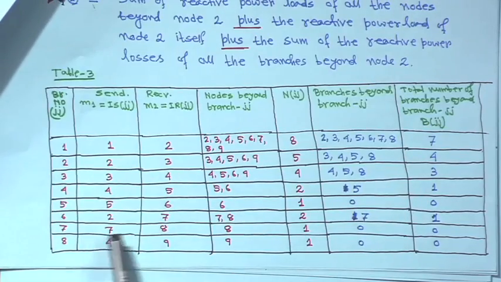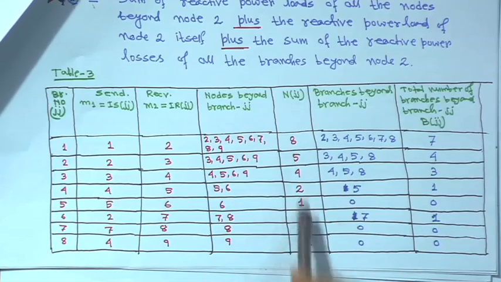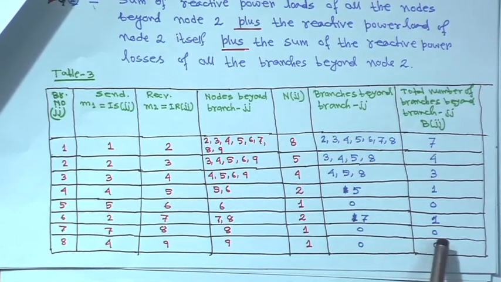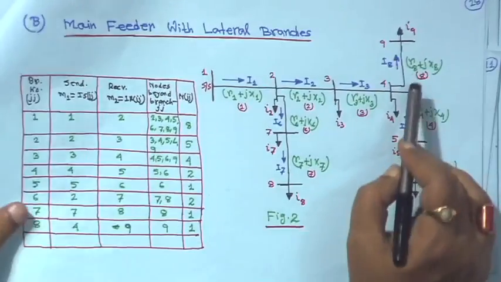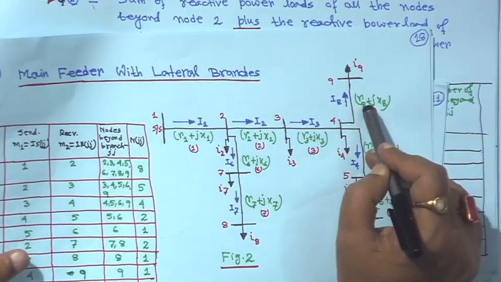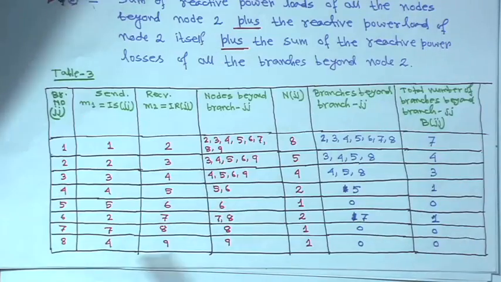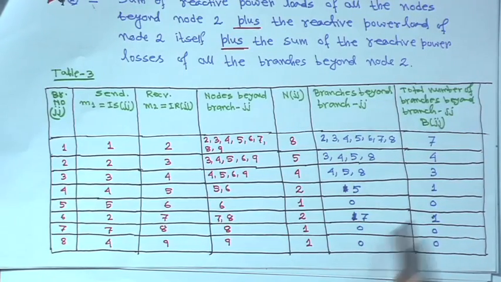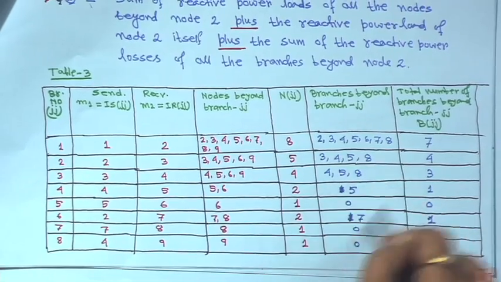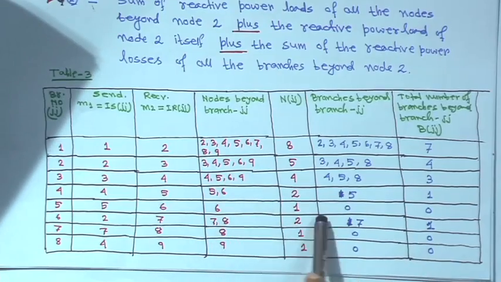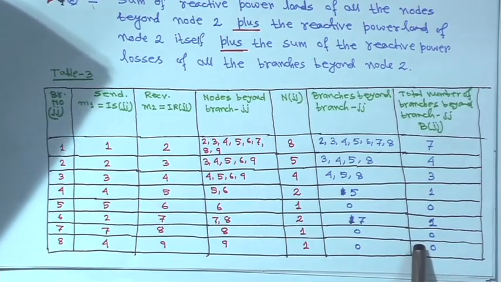So, branch 7 is 7 to 8, and up to this it was there previously, but as beyond this branch there is no branch, BJJ will be 0. Similarly, for the last one, branch 8, beyond this branch there is no branch, so BJJ here also will be 0 and the number of branches also 0. That means this two additional tables you have to make for the second method of the load flow. This one will remain as it is, but these two additional data you have to feed to the computer.